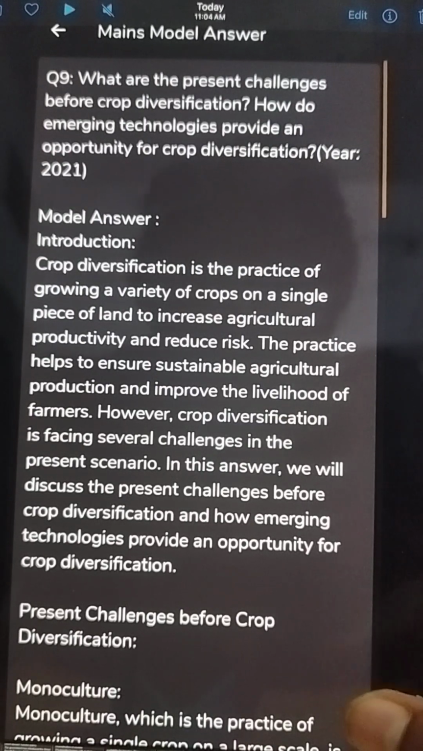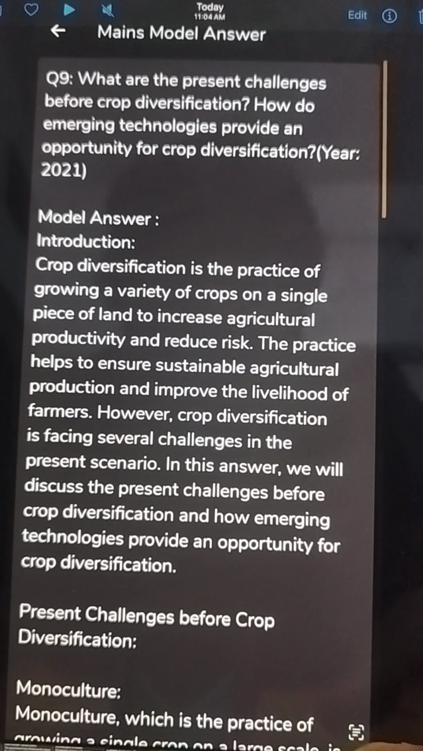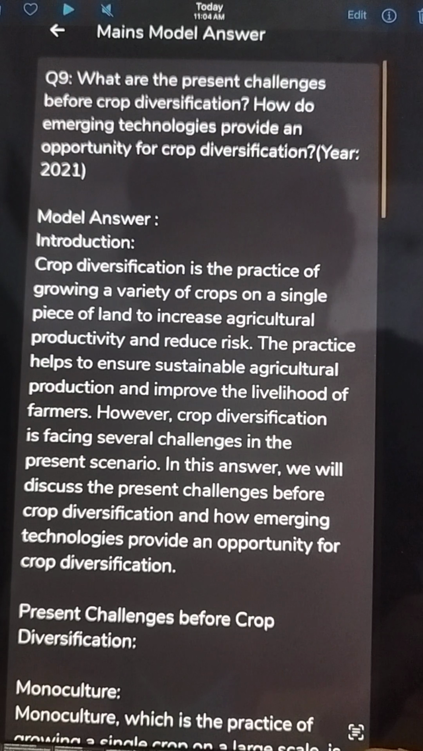Crop diversification is the practice of growing a variety of crops on a single piece of land to increase agriculture productivity and reduce risk. The practice helps to ensure sustainable agriculture production and improve the livelihood of farmers. However, crop diversification is facing several challenges in the present scenario. In this answer, we will discuss the present challenges before crop diversification and how emerging technology provides an opportunity for crop diversification.